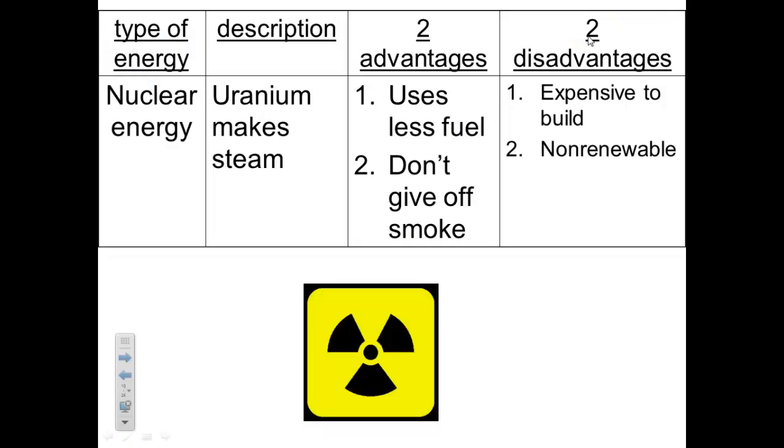Another form of energy is nuclear energy. Uranium is a rare metal. Under certain conditions, uranium will get very hot. Nuclear power plants use hot uranium instead of fossil fuels to make steam in order to produce electricity. A nuclear power plant needs much less fuel than a power plant that uses coal or oil. Also, nuclear power plants do not give off smoke.